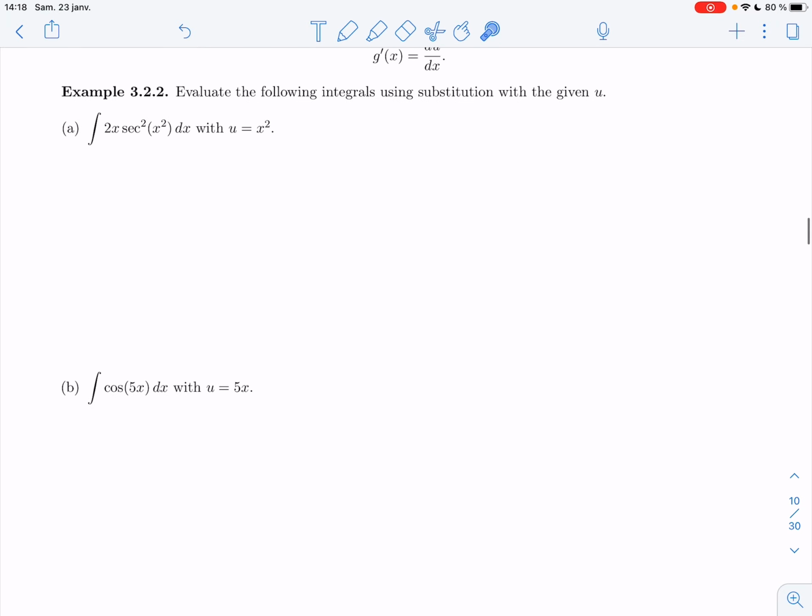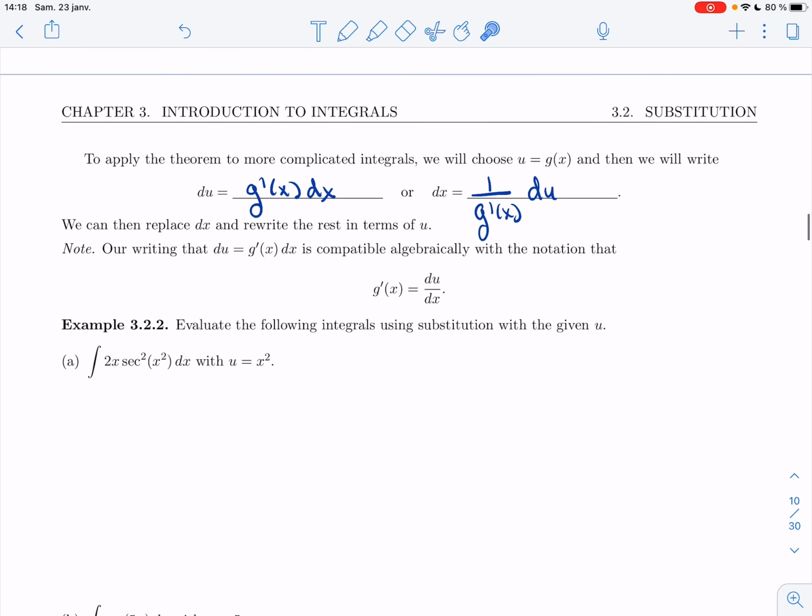All right, let's try an example using this notation. Example 3.2.2. I want to evaluate the following integrals using substitution with the given u. So in this section, I'm going to be choosing the u for you. In the next one, I'll teach you how to pick it. So let's say we want to integrate 2x secant squared of x squared dx, and I'm going to pick a substitution with u equals x squared.